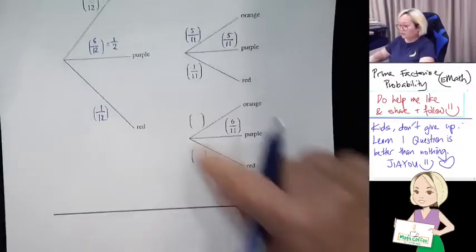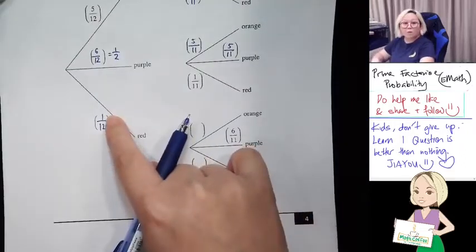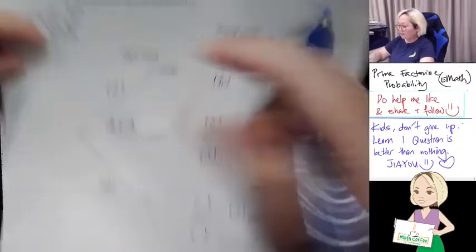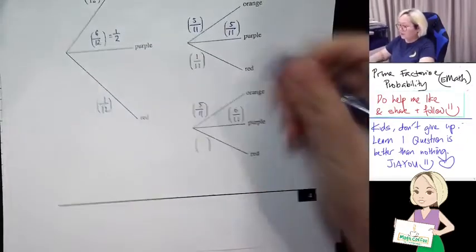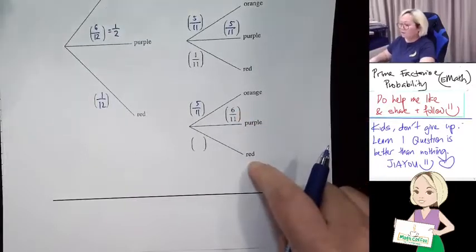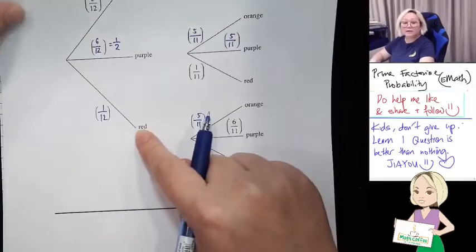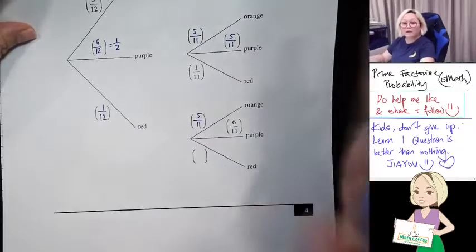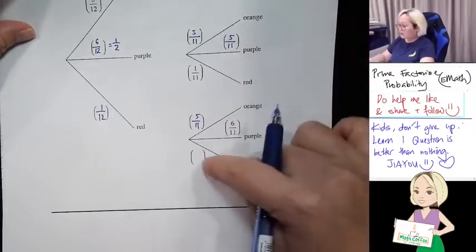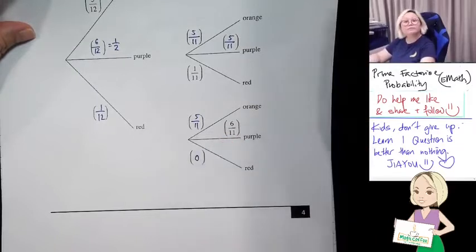Okay, next. Over here, my red. My first sweet is red. I took out 1. I'm going to pick orange. Again, my orange is not touched, so it's 5 out of 11. Purple also was not touched. That's why it's 6 out of 11. How about the red? Because I only have 1 red, if the first sweet is already taken out, that means I don't have any red in my bag anymore. So in this case, it's not possible to get a second red. So it is a 0. Okay?